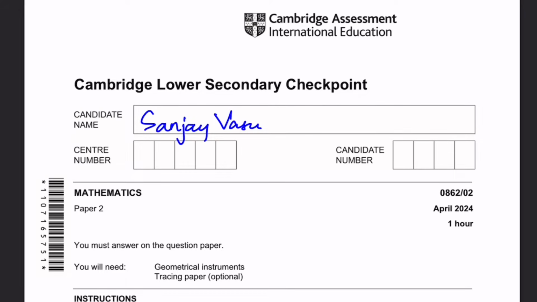This time I'll be doing the Cambridge Lower Secondary Checkpoint Mathematics Paper 2 for April 2024. You're allowed to use a calculator, let's start.